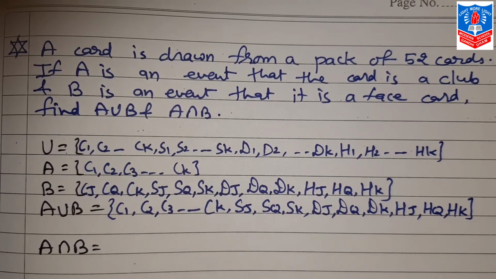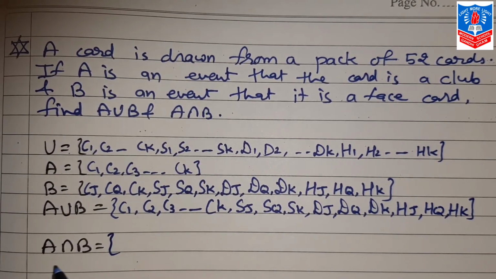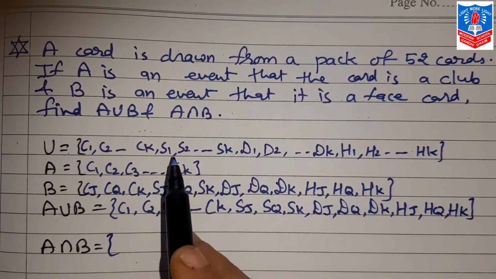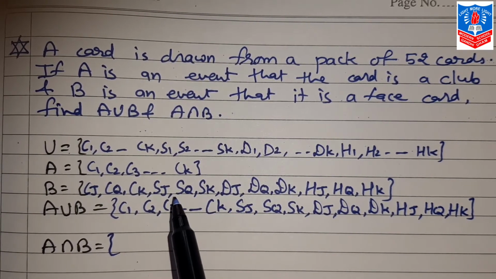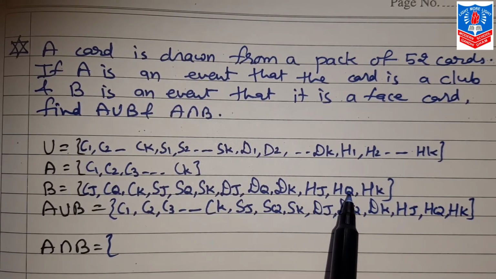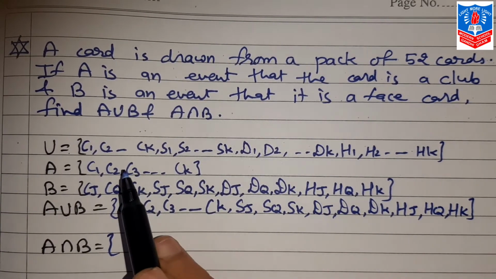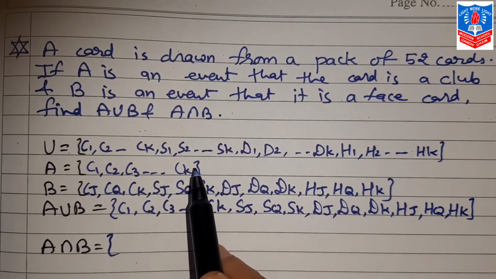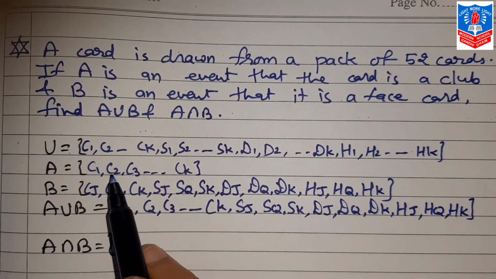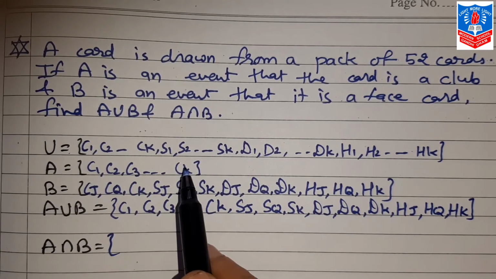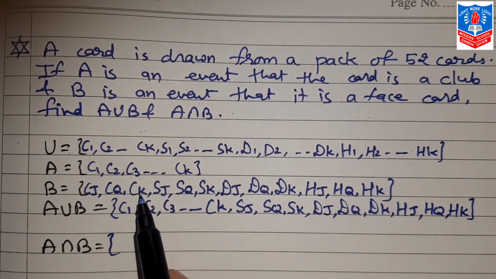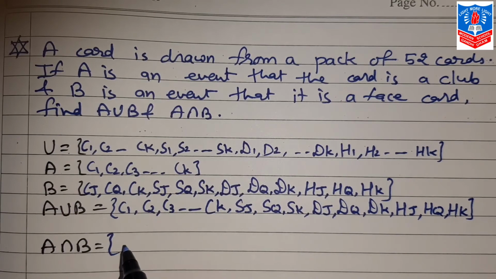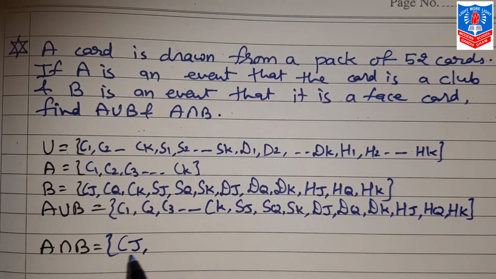Now next and last, that is A intersection B. From these two, which are common. Now here you can see the spade, diamond or heart face cards are not in event A. But club cards, here 13 cards, but in B only 3: Jack, Queen and King of club.